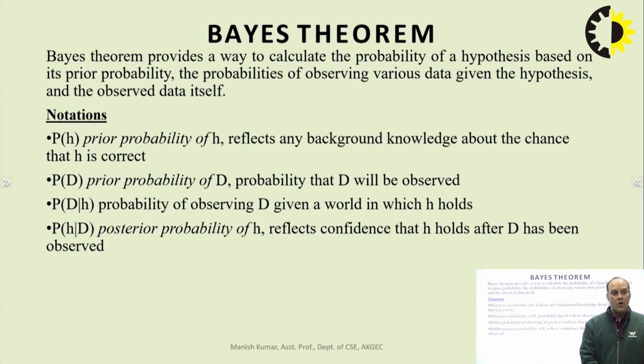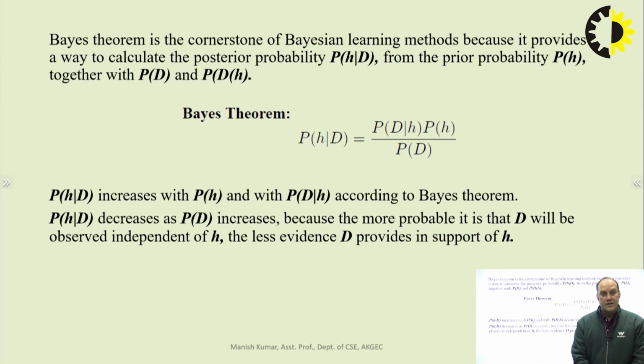P of D is the prior probability of D. D stands for data, the observed data. P of D given H is the probability of observing data given a world in which H holds. H means the hypothesis holds. P of H given D is called the posterior probability. So the formula is Bayes theorem: P of H given D equals P of D given H times P of H upon P of D.